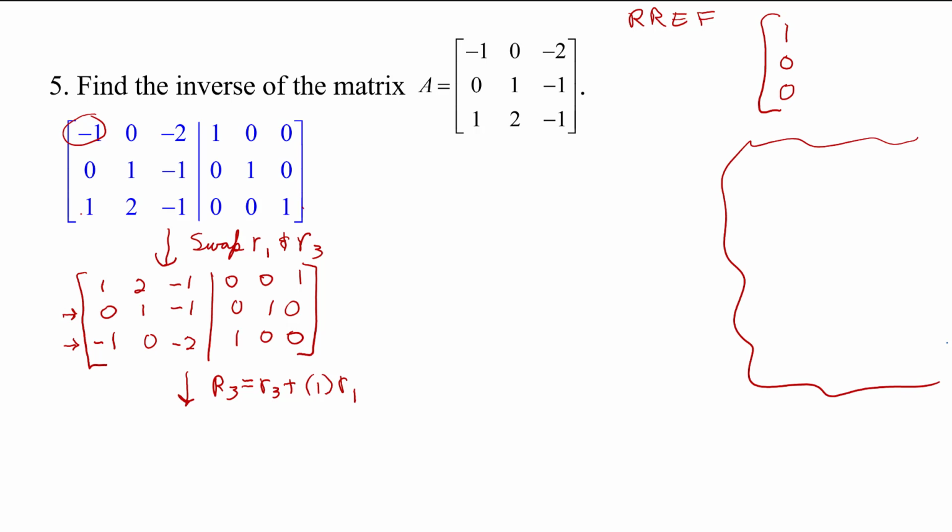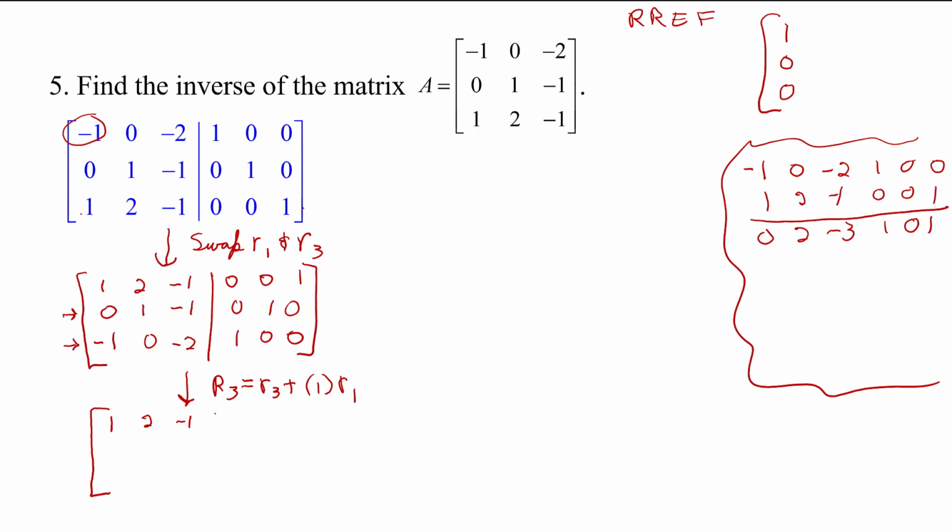Let's make some scratch paper over here. And I start by writing row 3, which is negative 1, 0, negative 2, 1, 0, 0. I add to that 1 times row 1, which is 1, 2, negative 1, 0, 0, 1. Adding those together, we get 0, 2, negative 3, 1, 0, 1. Okay, and so let's rewrite our matrix, leaving the first 2 rows as they are. And our third row now becomes 0, 2, negative 3, 1, 0, 1.